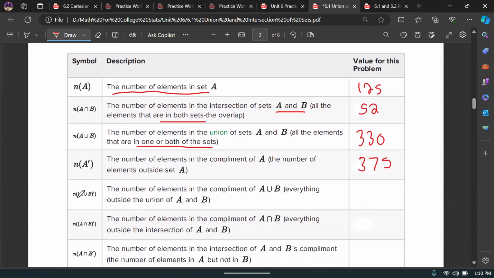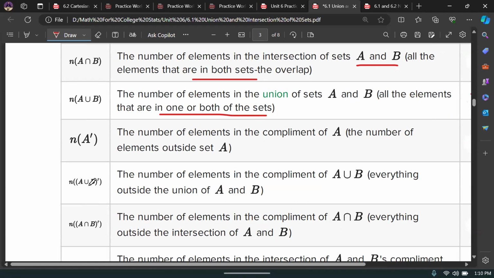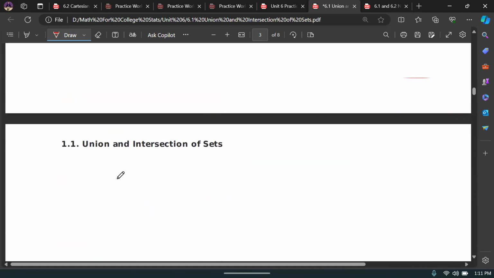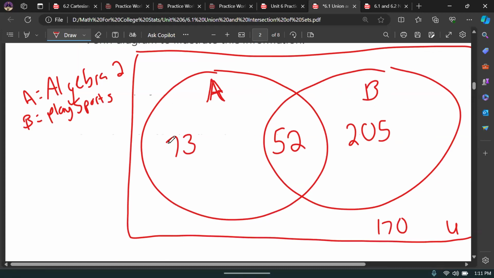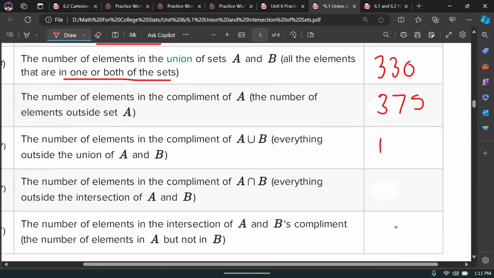So again, the number of elements not in A or B. What I like to do when it gets kind of confusing like this is to zoom in a little bit, figure out what this is, and then just do the opposite, essentially, is what that symbol means. So A or B, remember, was the 330 here. If I'm doing not that, then I'm doing this 170, right? So for this one, I would say 170.